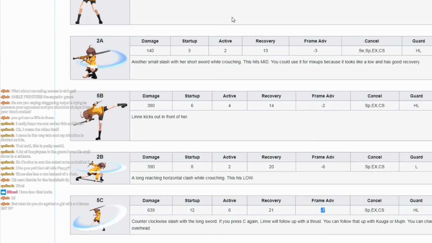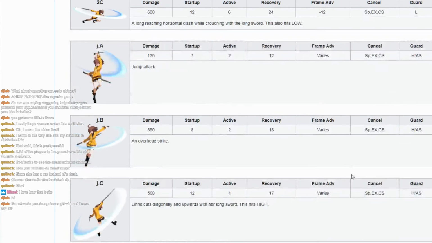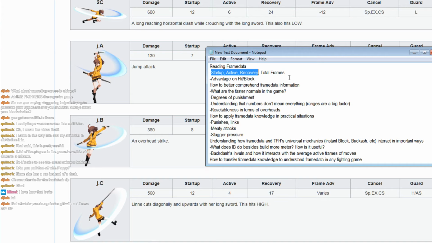I don't even think there's any values for them. Yeah. Like, in this game, it just says varies. It doesn't tell you what it is. It's just universally understood that jump normals are usually good on block. What else is on this? Advantage on hit and block.